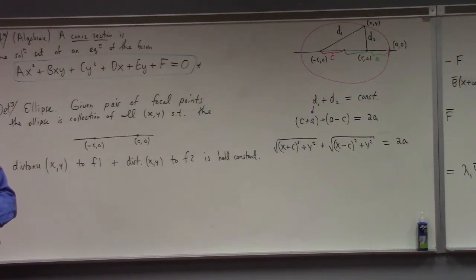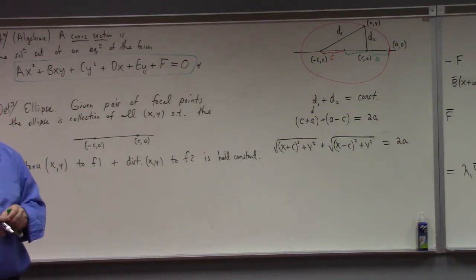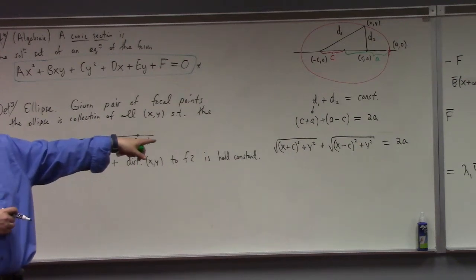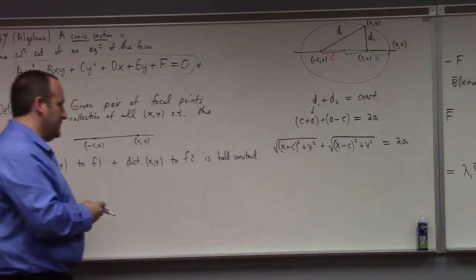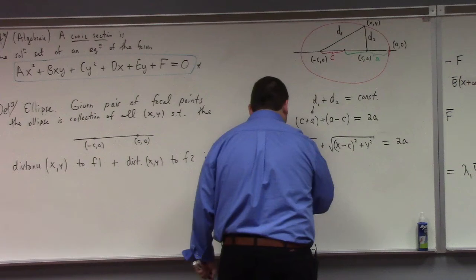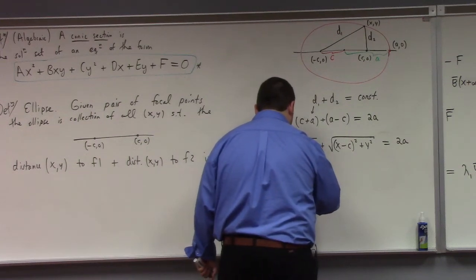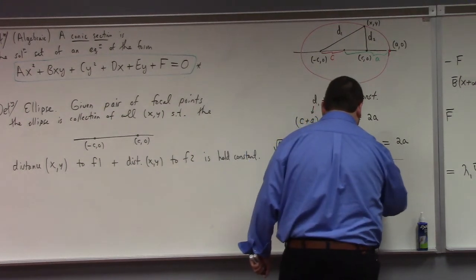And then you're like, okay, that's great, but how on earth does that give you the equation x squared over a squared plus y squared over b squared equals 1? Is it obvious that it gives you that? It is not obvious. But what you do is square it. Well, isolate your radical. Square both sides, what do we get?